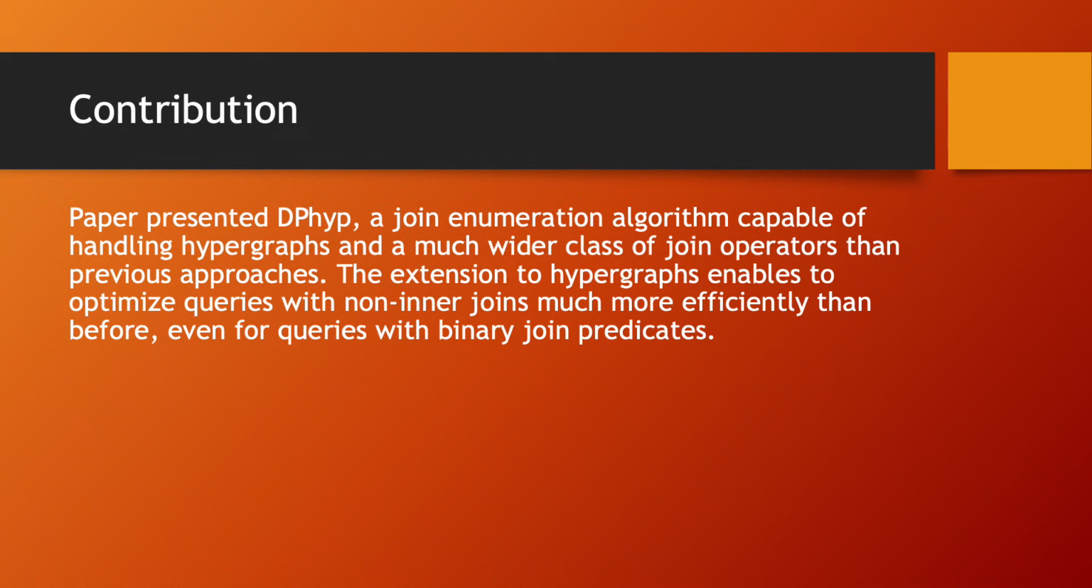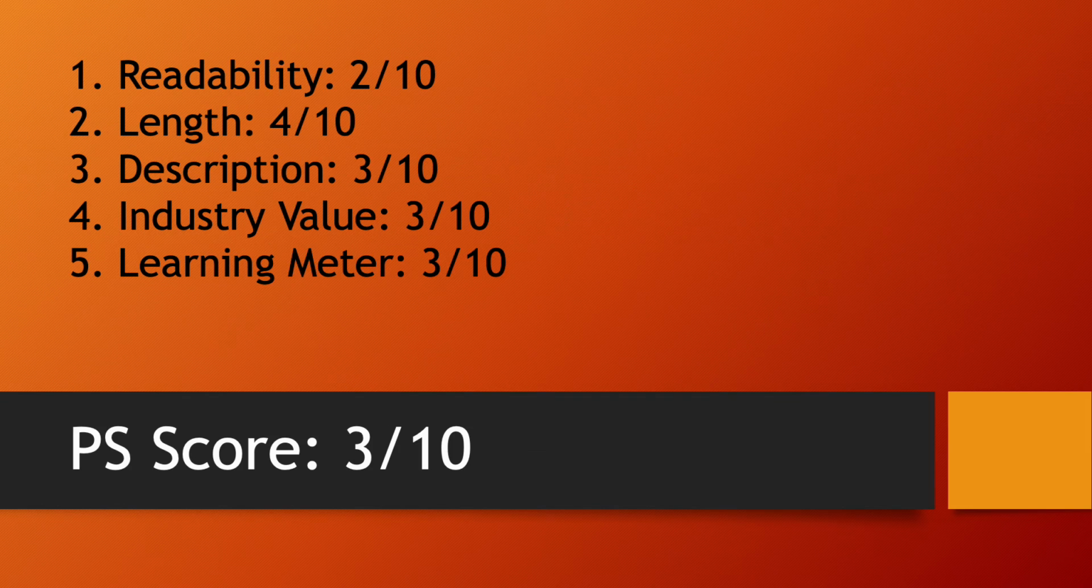The paper presented DPhyp, a join enumeration algorithm capable of handling hypergraphs and a much wider class of join operators than previous approaches. The extension to hypergraphs enables optimizing queries with non-inner joins much more efficiently than before, even for queries with binary join predicates.